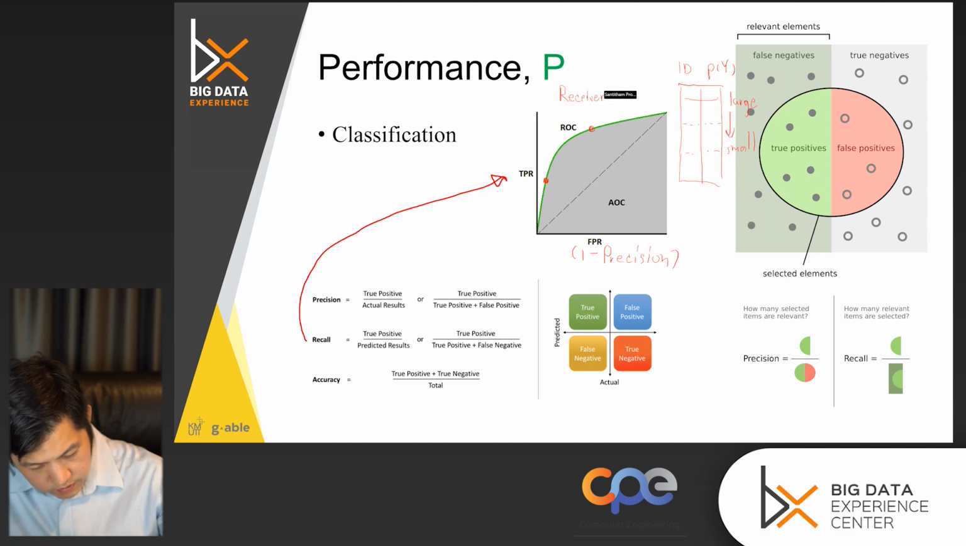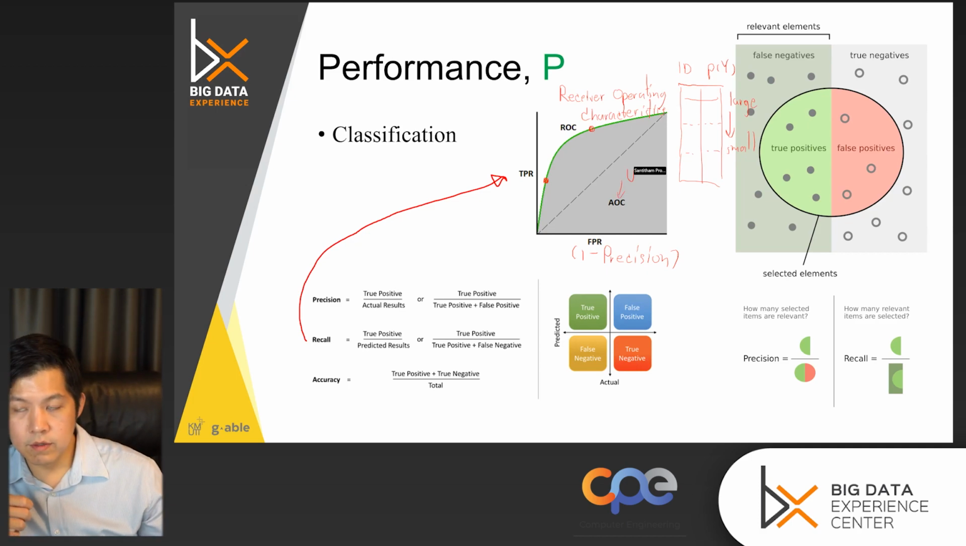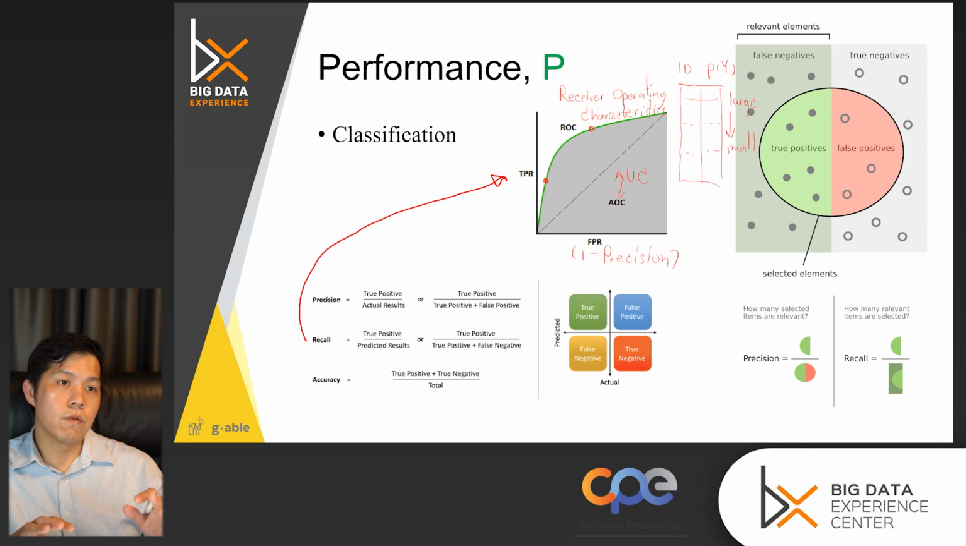Receiver operating characteristics, or the ROC. This is the AUC, area under the curve. Right? So once you get that, you can draw the ROC line.